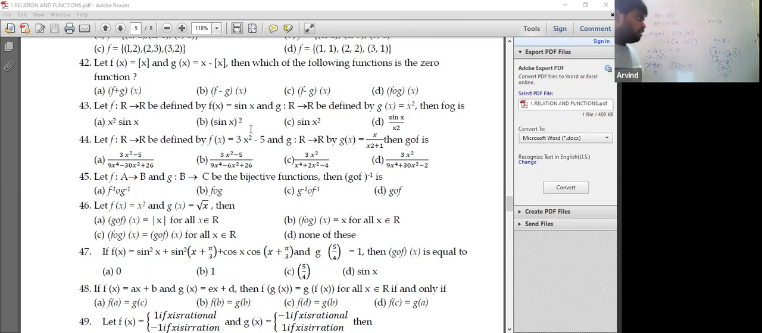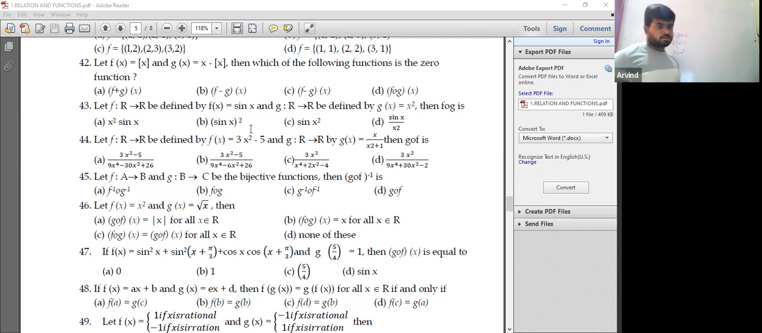F circle g of x is nothing but f of g of x. So f of x is sin x and g of x is x square. So f circle g of x, which is f of g of x. g of x is nothing but x square. So in place of x we have x square. So instead of sin x, it is sin x square, not sin x the whole square.